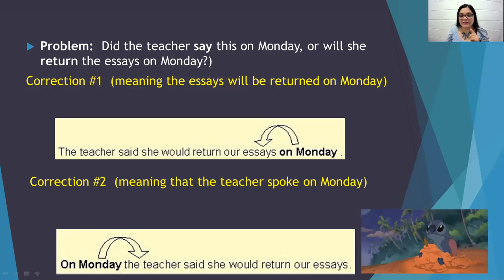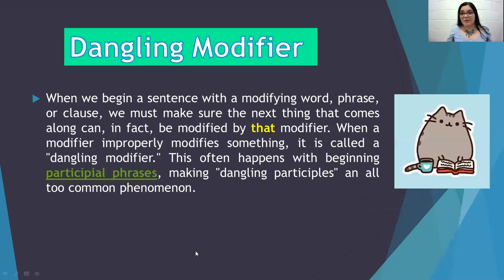The teacher said that she will return our essays. When? Probably next week. Now, a second example or a second problem that we find when we talk about modifier placement is dangling modifiers.